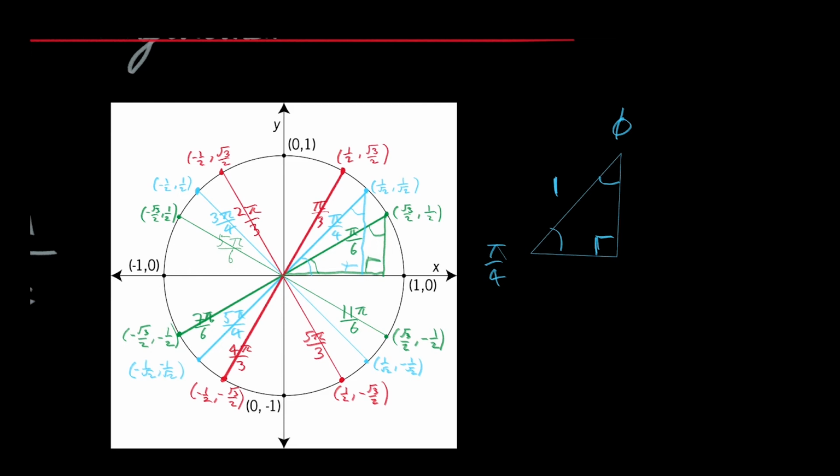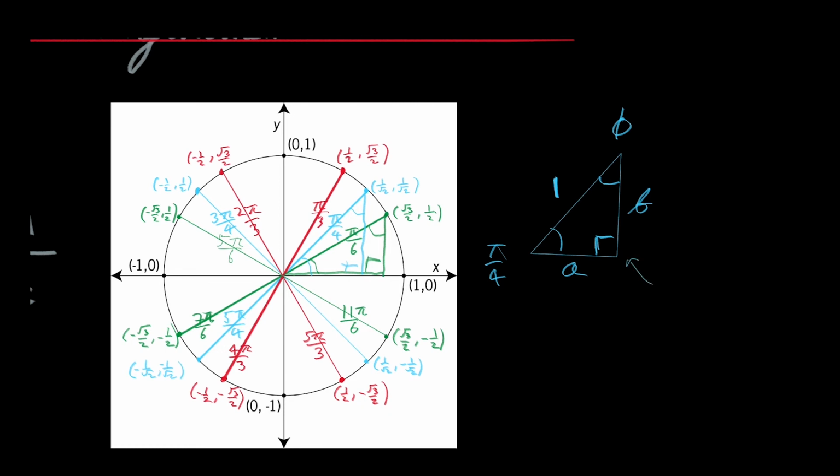Now we know that the interior angles of a right angle triangle must add to 180 degrees, or pi radians. We know that the length of the hypotenuse is 1, because that's just the radius of the unit circle. We don't know what this side length is, so we'll just call it A. And we don't know what this side length is, so we'll just call it B. But let's find the size of our unknown angle phi.